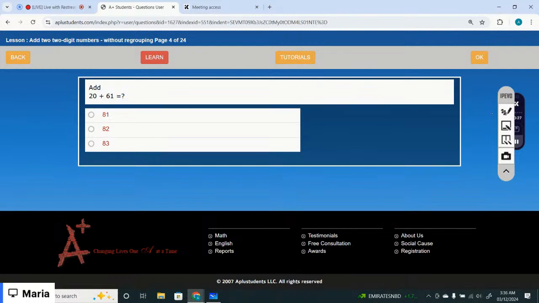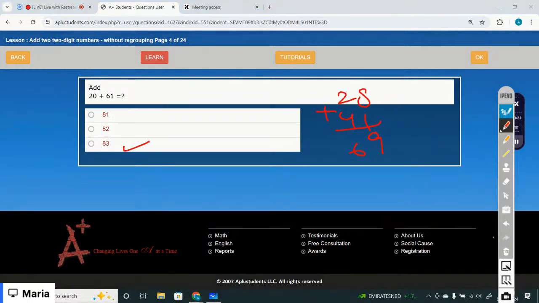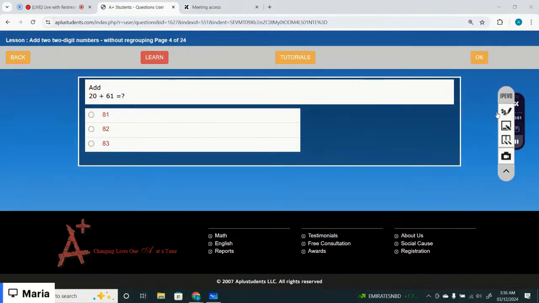20 plus 61. That is 61 plus 20. 1 plus 0 is 1, and 6 plus 2 is 8. That is 81. The correct option is 81. Option number 1 is the correct option.